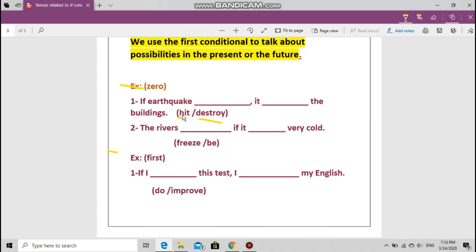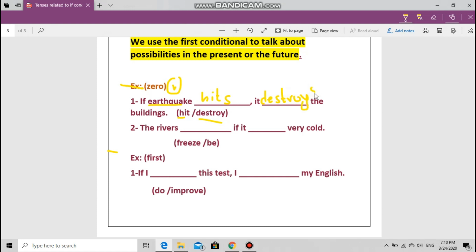If the earthquake hit, can I put hit alone? No. If the earthquake hits, because the earthquake is what? One. So I have to use verb number one, but I will add s because it is a weak subject. It destroys the buildings. Also destroy, I have to add what? S to it, because it is singular. Okay, singular.